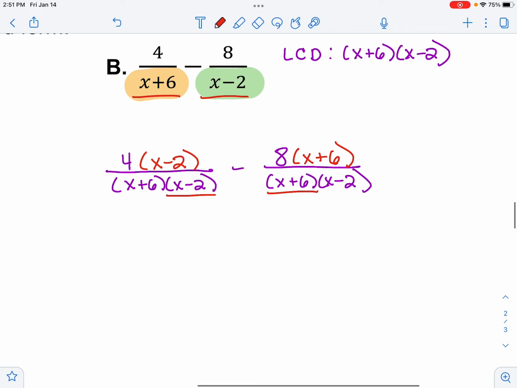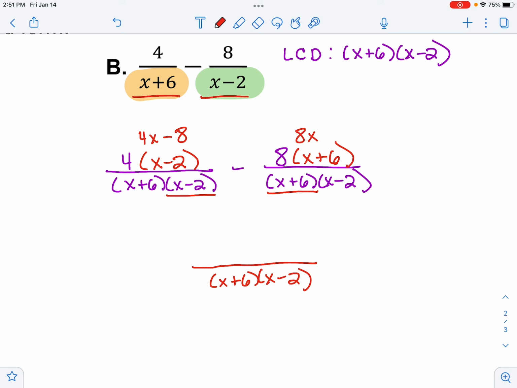Okay, now you got to be a little careful. So the rule with adding and subtracting is you find a common denominator. Okay, you adjust your numerators. Then you keep the denominator the same and you combine your numerators. So I'm going to simplify first to get 4x minus 8 here and 8x plus 48 here, okay?